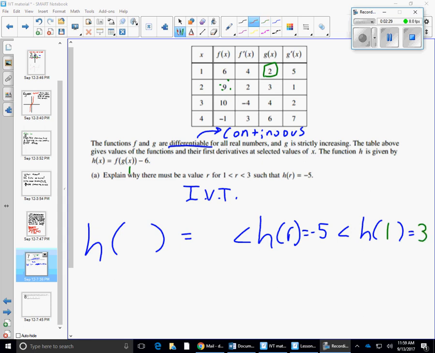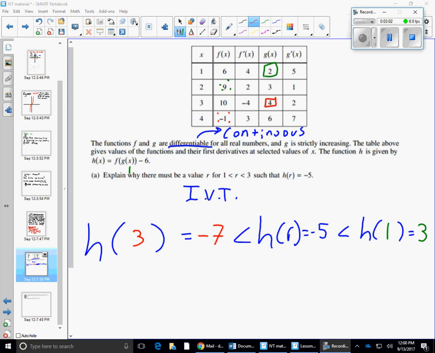Now let's look in red at h of 3. So h of 3, we have to look at g of 3, which is 4. And then from 4, we have to look at f of 4, giving us minus 1. Minus 1 minus 6 is minus 7, which is indeed less than minus 5. So right now we have h of 3 is less than h of r, which is equal to minus 5, which is less than h of 1.